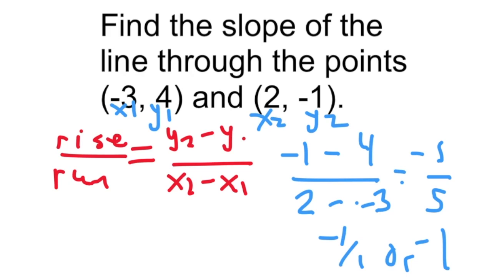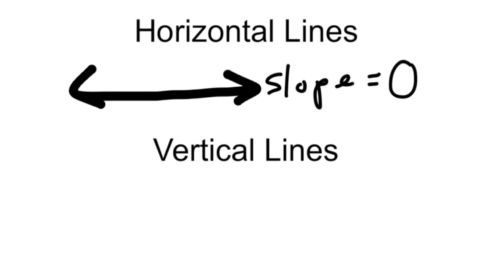Now here are 2 special situations. First, horizontal lines. Horizontal lines, they don't go up at all, so their slope is 0. Second one, vertical lines, are also special and have a slope that is said to be undefined.